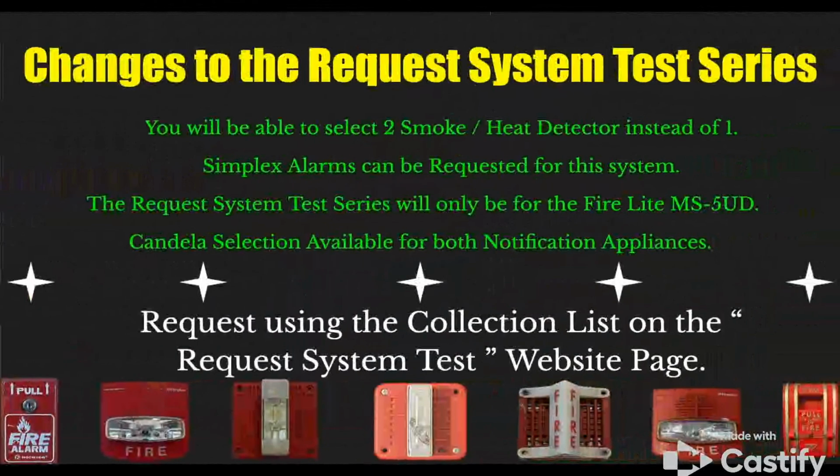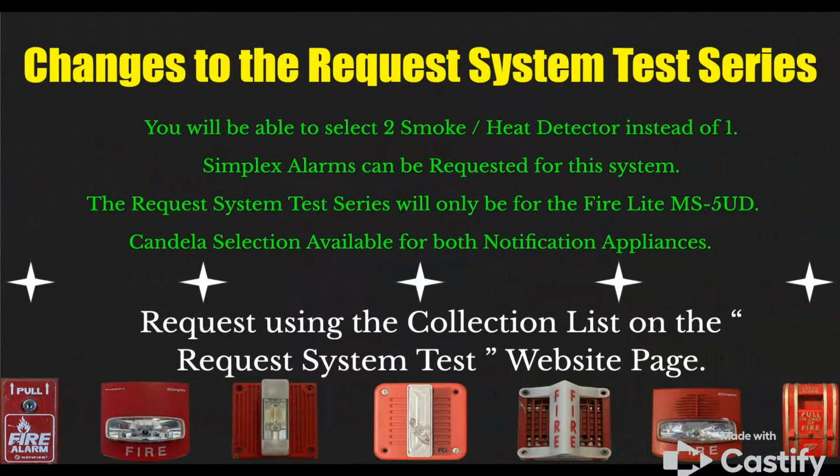Okay, so in this section, I'm just going to be reviewing some changes to the series. Not much has changed, but there are a few changes that I'm going to go over. For the first change, you will be able to select 2 smoke and heat detectors instead of 1. I only used to have it where you only used to select 1, and that was only because I only had 1 smoke or heat detector spot on the system.